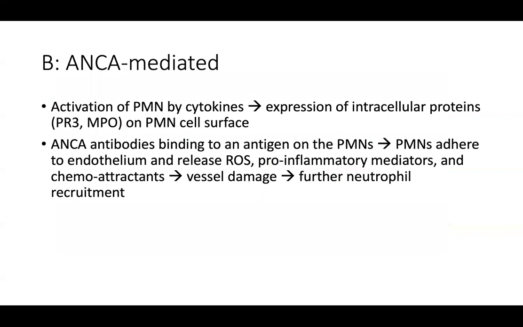You can also have ANCA-mediated vasculitis. So what happens is you have activation of the neutrophils by specific cytokines. That cytokine-based activation of neutrophils leads to expression of intracellular proteins such as PR3 and MPO on the surface of the neutrophil. Then the ANCA antibodies bind to the antigen on the polymorphonuclear cells, or the neutrophils. That leads to neutrophil adherence to the endothelium and release of reactive oxygen species, pro-inflammatory mediators, and chemoattractants, which ultimately lead to vessel damage and further neutrophil recruitment.